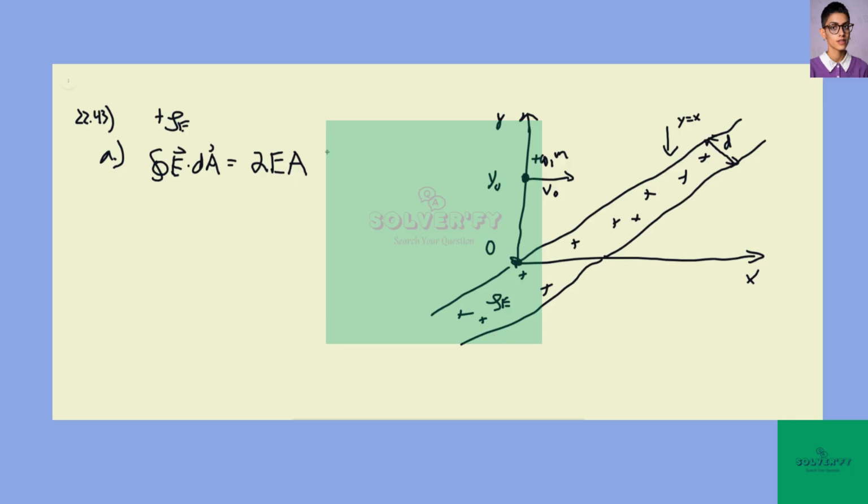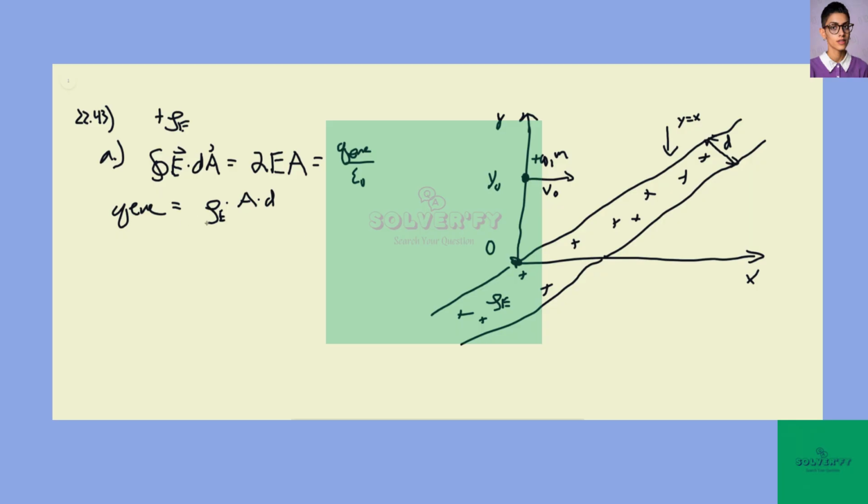Awesome. So now we have to set this equal to the charge enclosed over epsilon naught, as Gauss's law says. So what is the charge enclosed? This is given by the volume charge density, rho e, times how much volume we're enclosing. Well, the volume we're enclosing is A, the area, times the thickness of the slab, which is d.